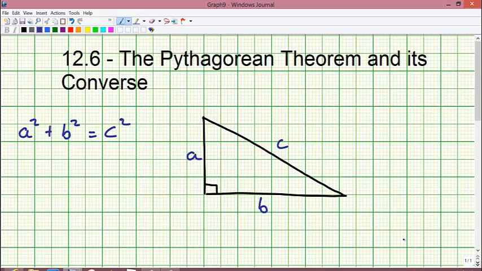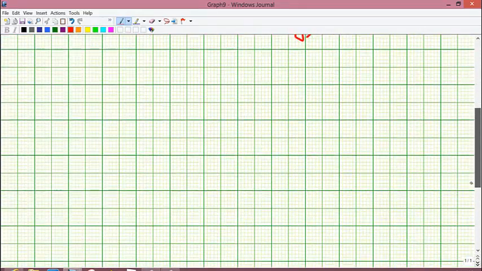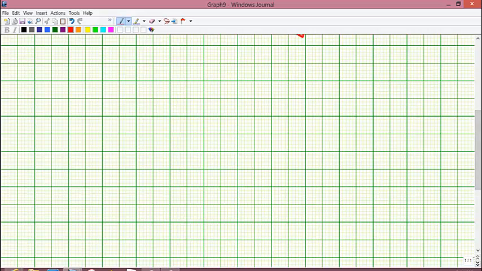We have a special name for the longer of the three sides, and that is known as the hypotenuse. The other two sides tend to be referred to as legs. All right, so I think what we're going to do first is a specific example of how to use Pythagoras' theorem to solve a problem.